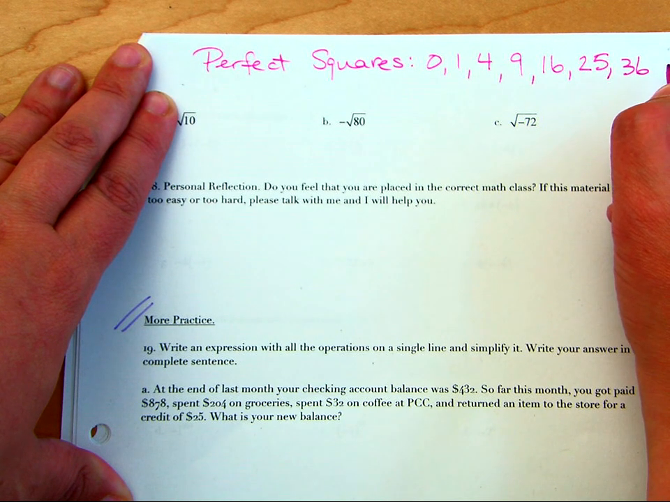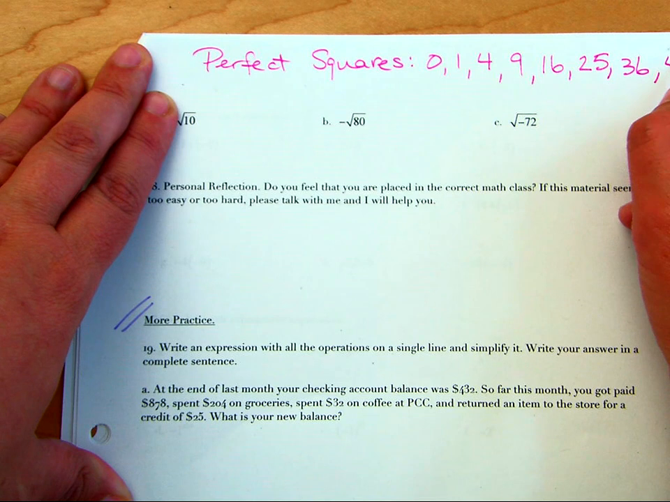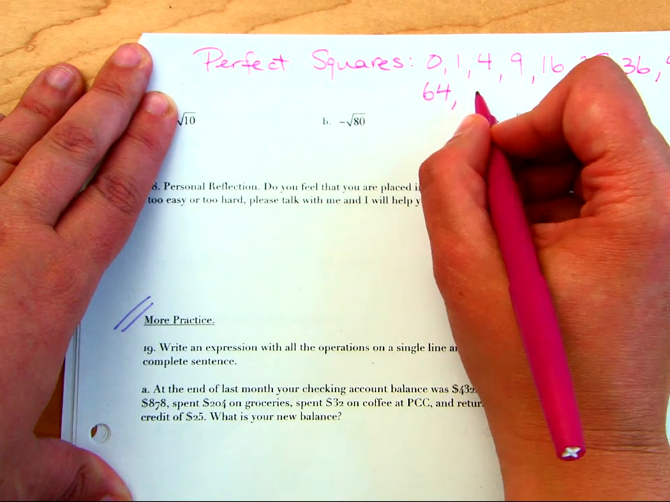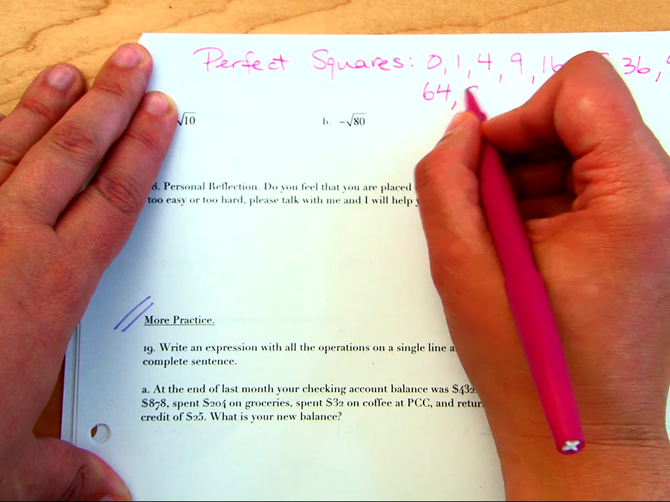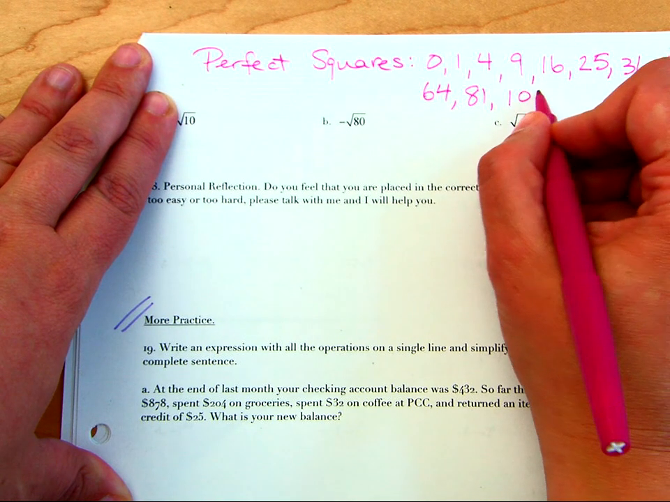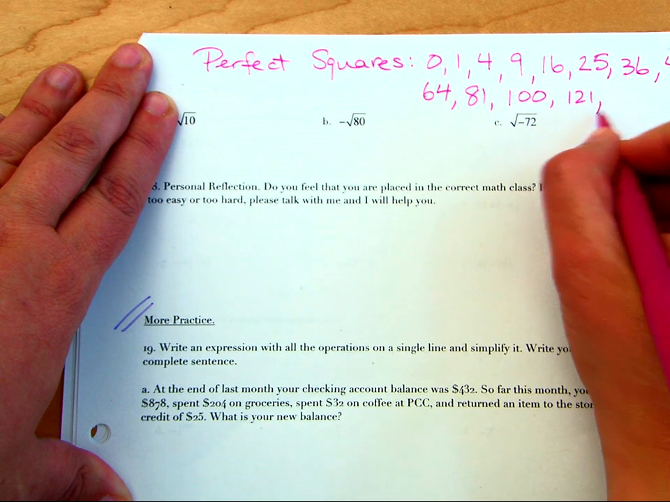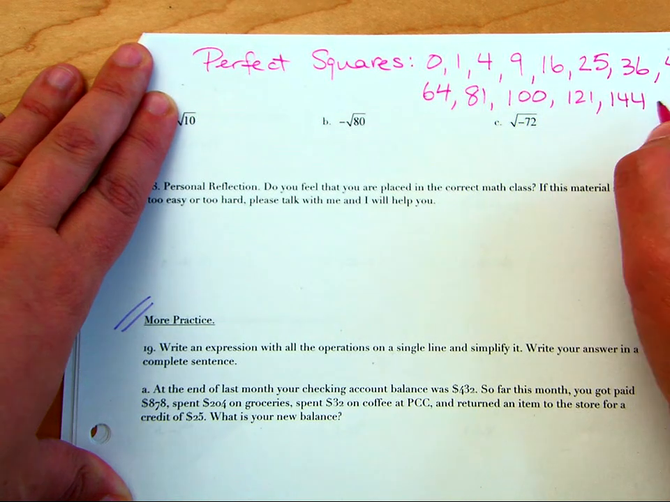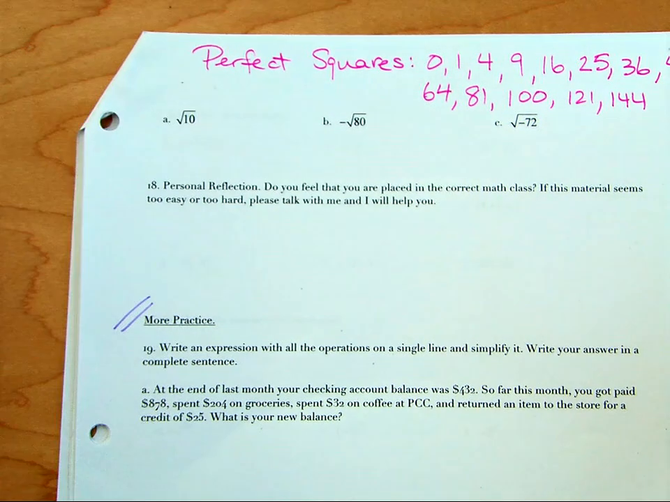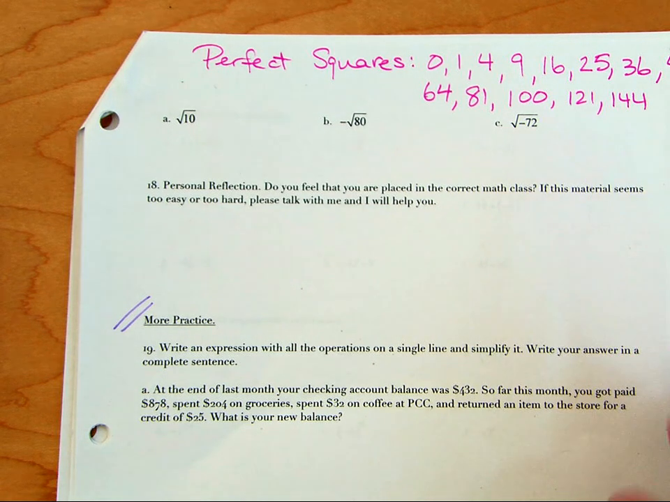36. What's the next one? 49. 64. 81. 100. 121. 144. Okay, now I'm just showing off. I could keep going. 169. 196. 225. Okay, anyway. I used to make my students memorize.